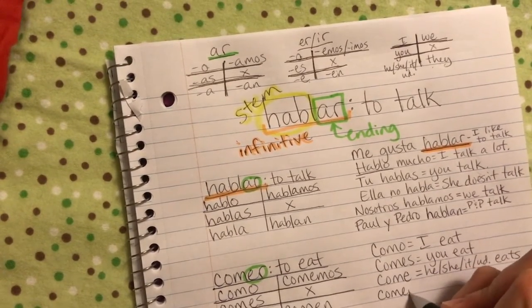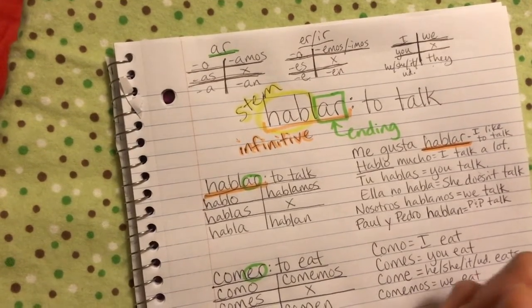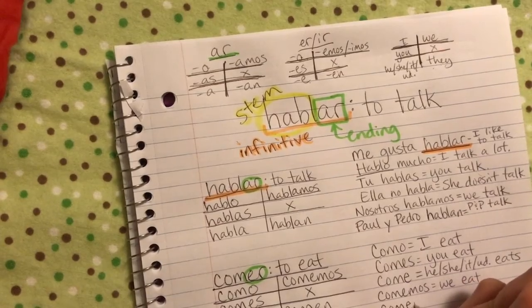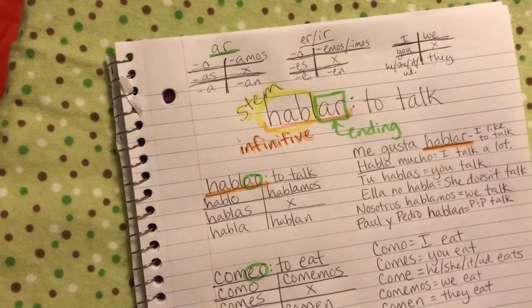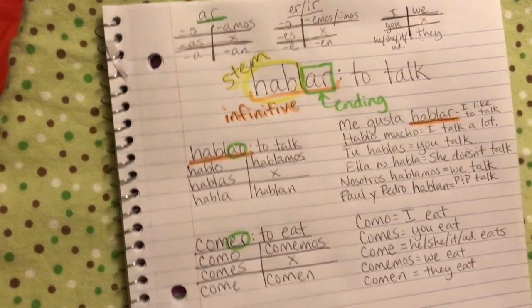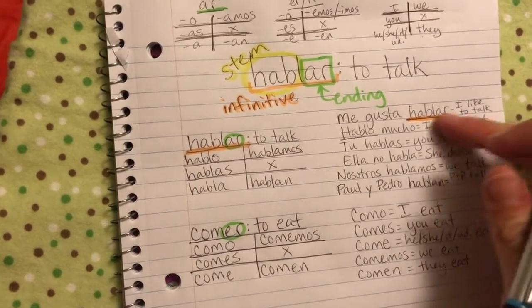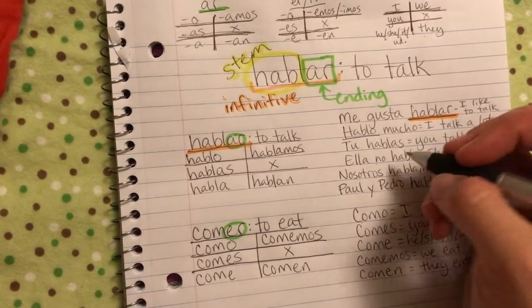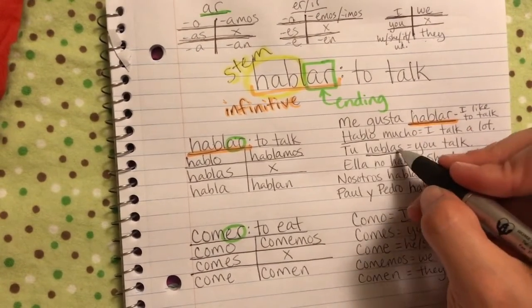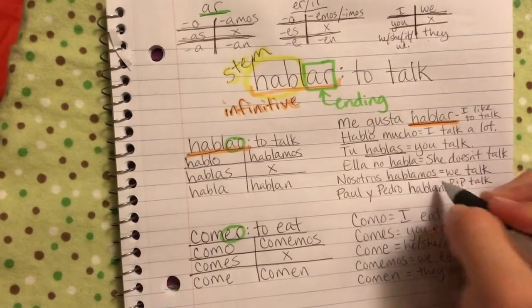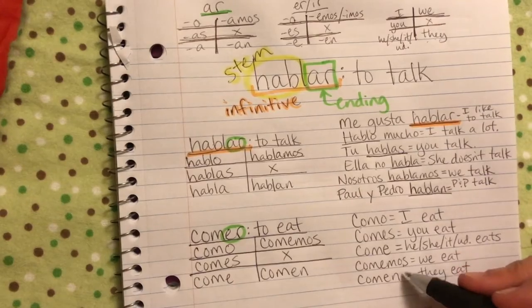Comemos. And comen, they eat. You'll notice in the last example, I gave you more complete sentences because I want you to see what you can do with this. But for now, let's focus on just conjugating the verb itself. Hablo, hablas, habla, hablamos, hablan. Como, comes, come, comemos, comen.